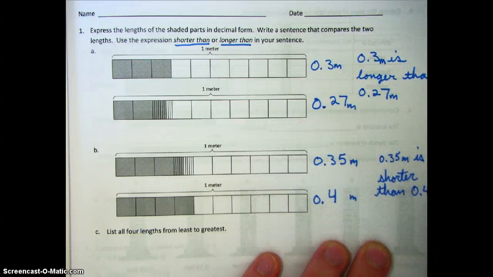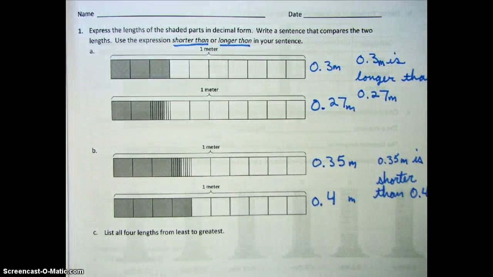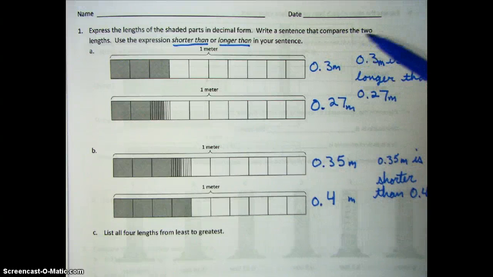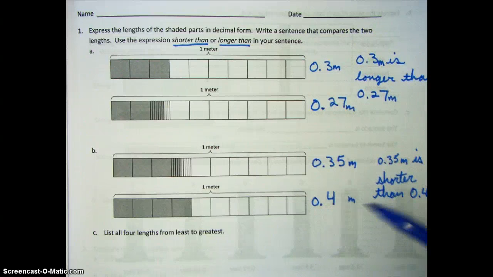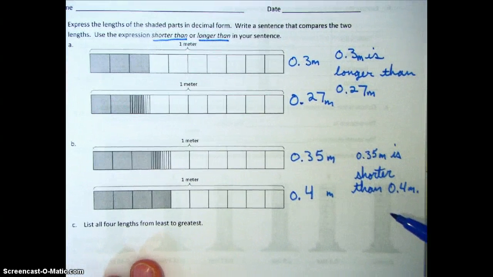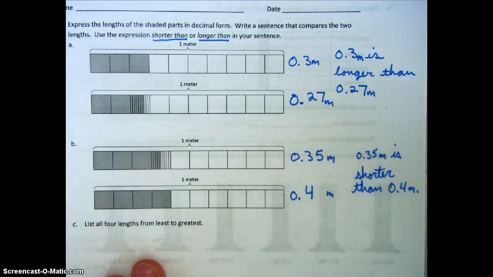4/10 of a meter. Okay, now when I'm writing each of these, I'm putting the first number first in my explanation. We also could reverse it and then just change the wording. So for example, for letter B here, we also could say 4/10 of a meter is longer than 35 hundredths of a meter. Either one of those is fine.